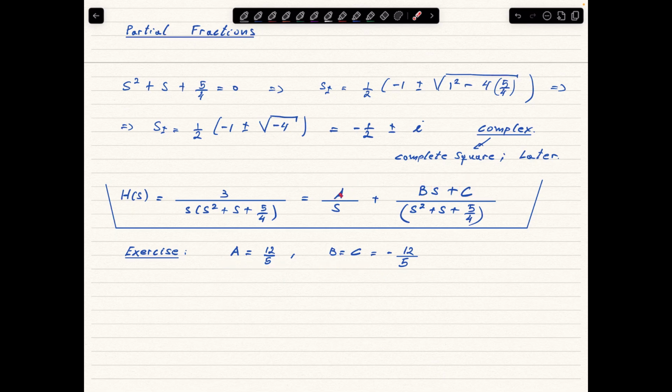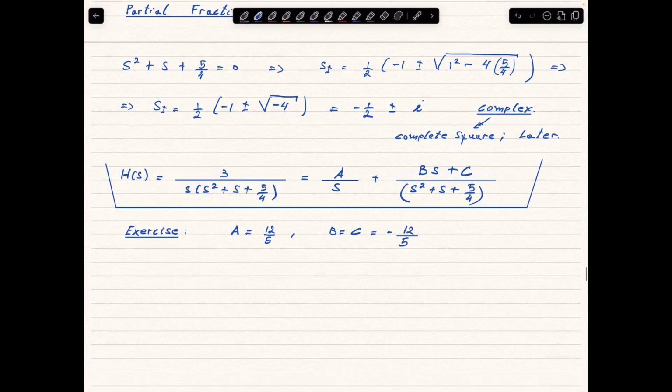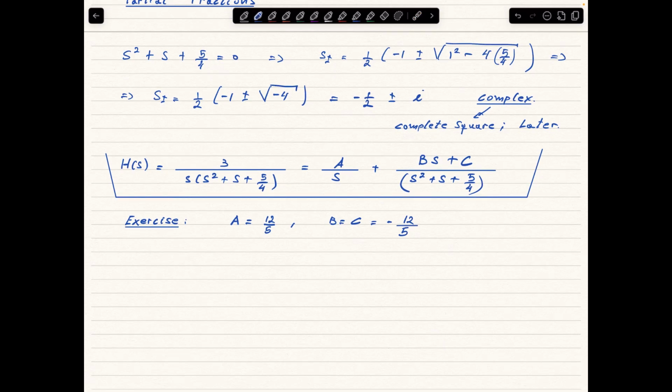So since A, B, and C are well-known numbers, the Laplace transform of the function we are looking for, the Laplace transform of y, now looks like, recall we still have the exponential e to the minus pi s, and now we are going to have parentheses and A over s plus B times s plus C, and down here we have the whole polynomial s squared plus s plus 5/4. All right.